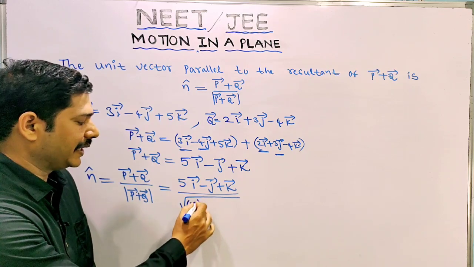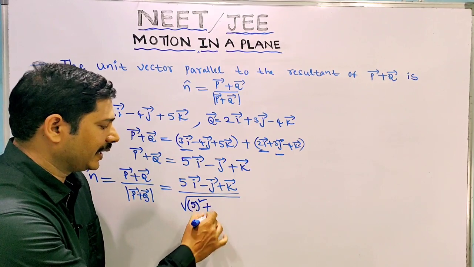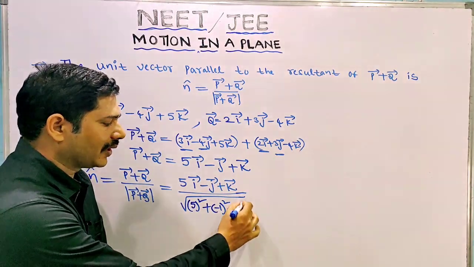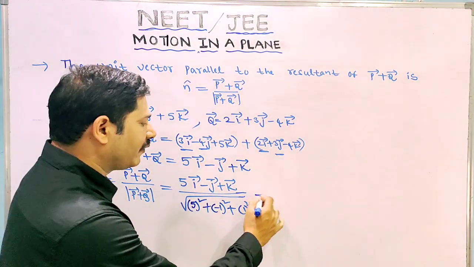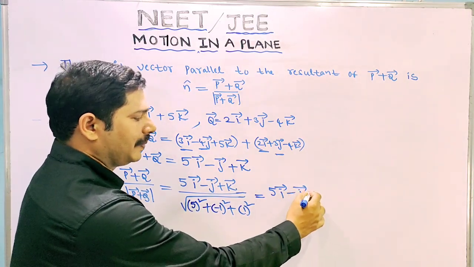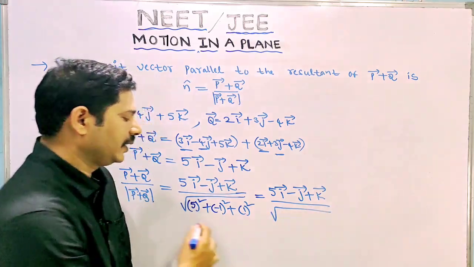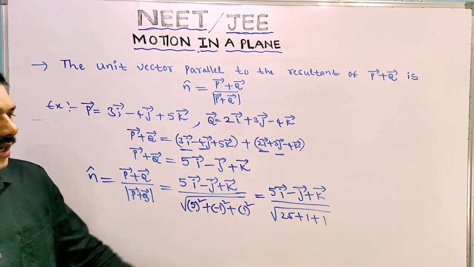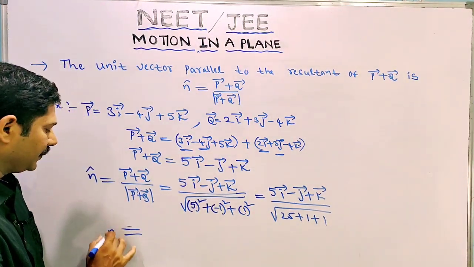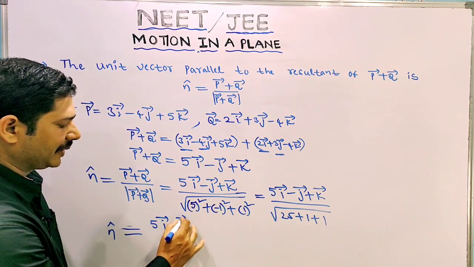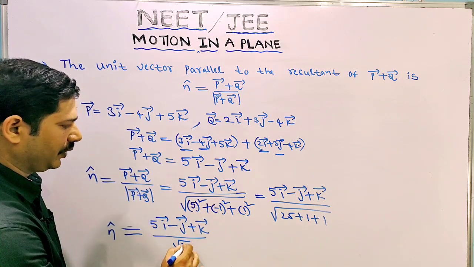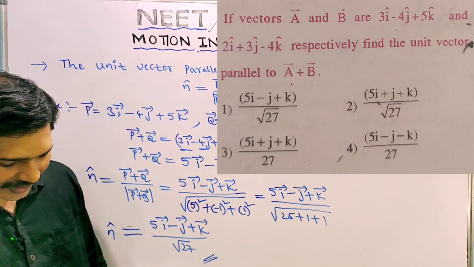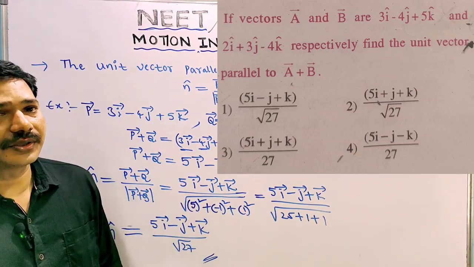Magnitude: how to find it? The components whole square, 5 square, plus minus 1 whole square, plus the k component, which is 1, 1 whole square. So 5i bar minus j bar plus k bar divided by root of 25 plus 1 plus 1. So n cap equals 5i bar minus j bar plus k bar by root 27. Which option is correct? 5i bar minus j bar plus k bar by root 27 is the first option. So the first option is correct.